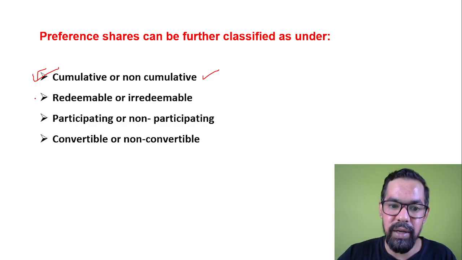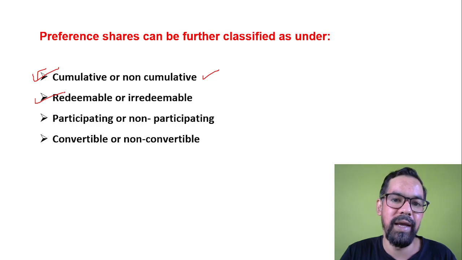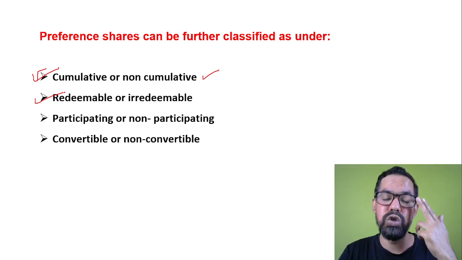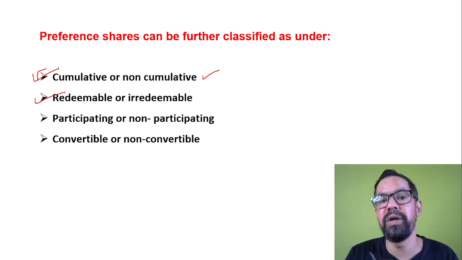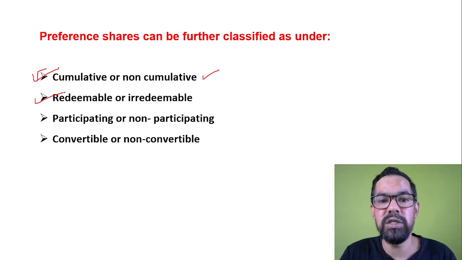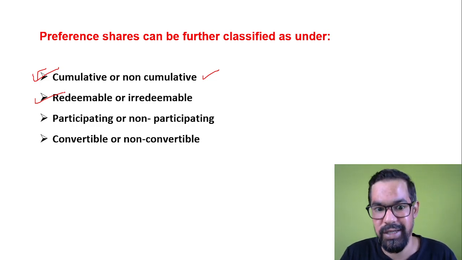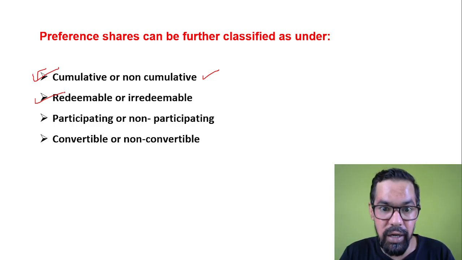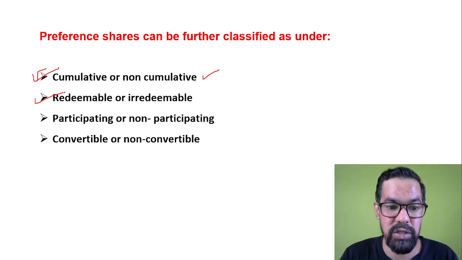Second one is redeemable and irredeemable. Redeemable, basically, sometimes companies issue redeemable shares. So let's say the preference shares are for 10 years. If it is redeemable, the company can buy back within 10 years, or even they can buy back in 5 years or in 2 years as well. Okay, but in case of irredeemable, they have to hold these particular shares for 10 years.